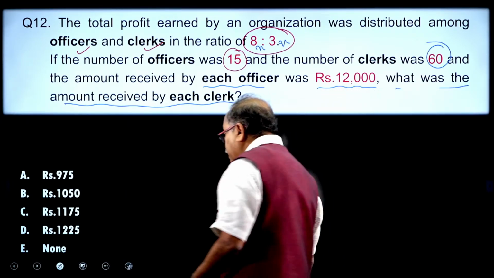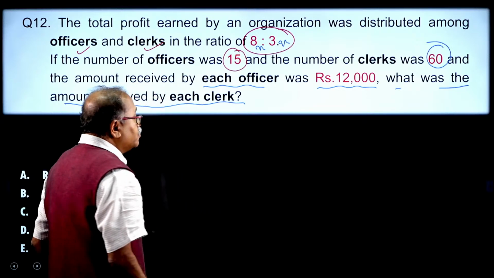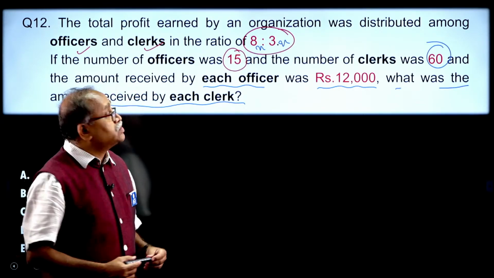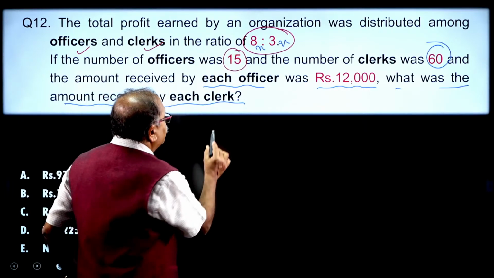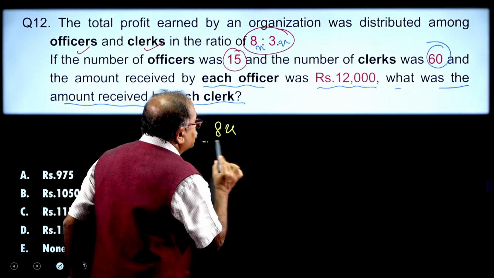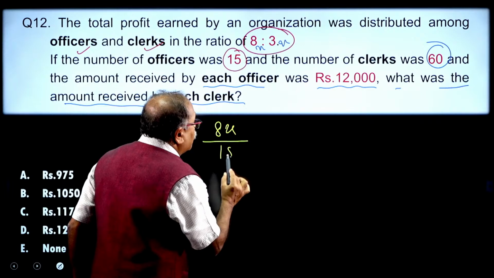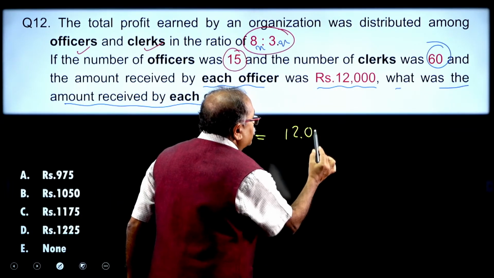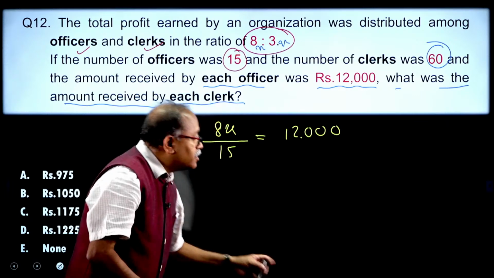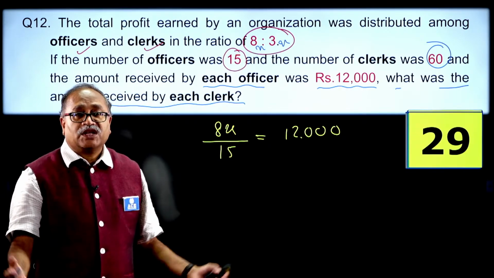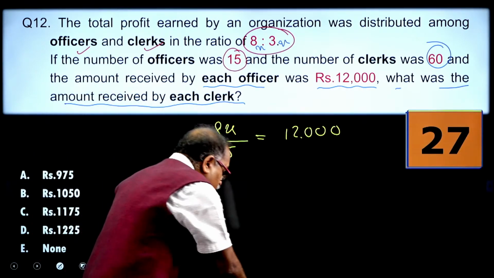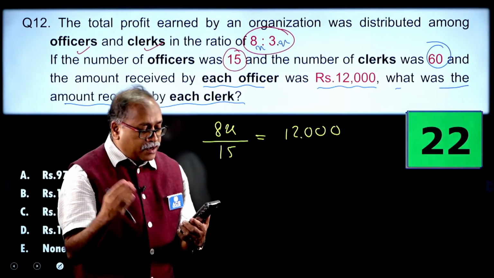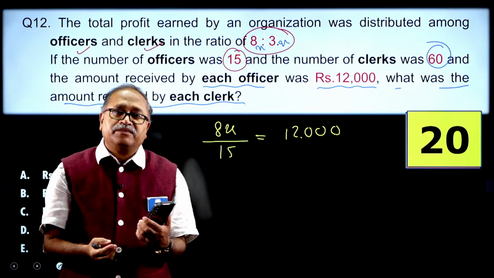Right, my dear friend. Can I give some clue for this question, or are you competent enough to answer this question? The total money received by officers is 8x, which is distributed among 15 officers, and each officer got 12,000. Now, your time starts. Come on. Let us answer the question. It is just a revision before the examination.